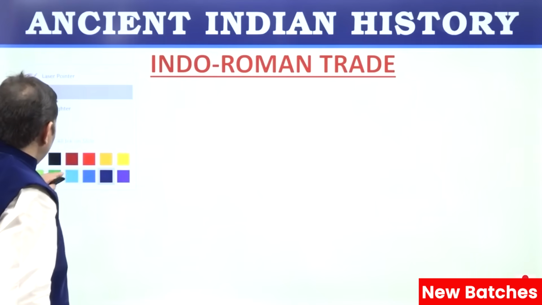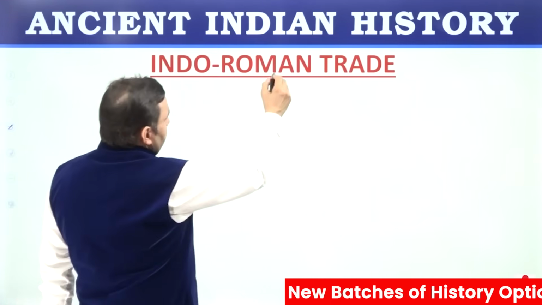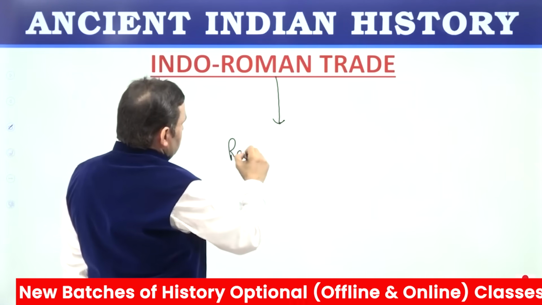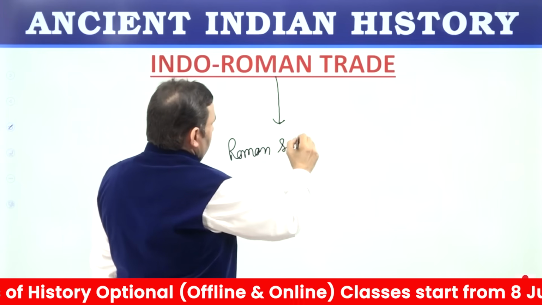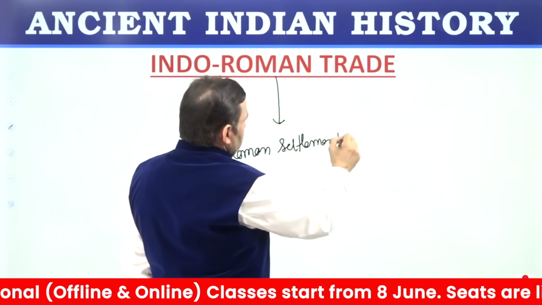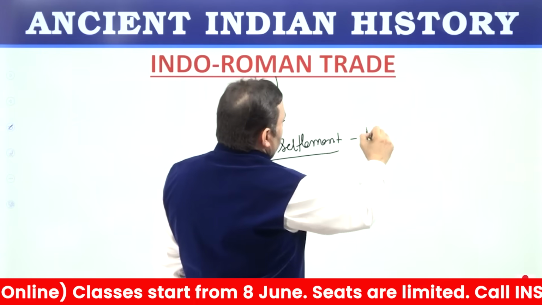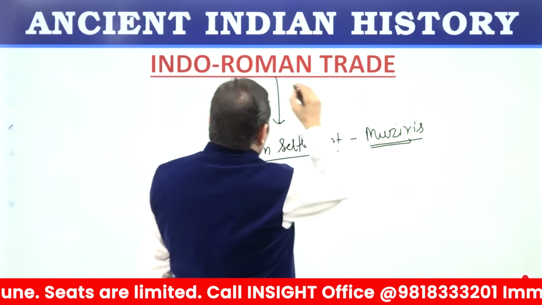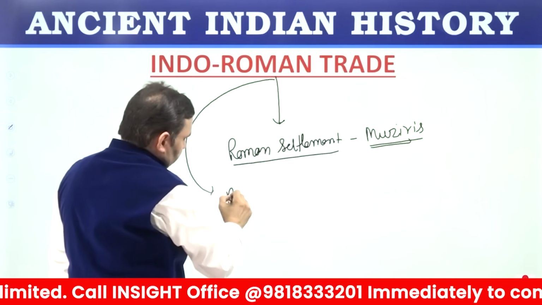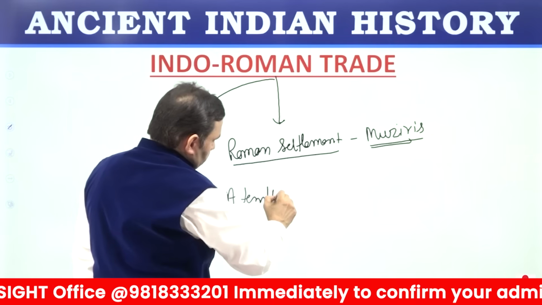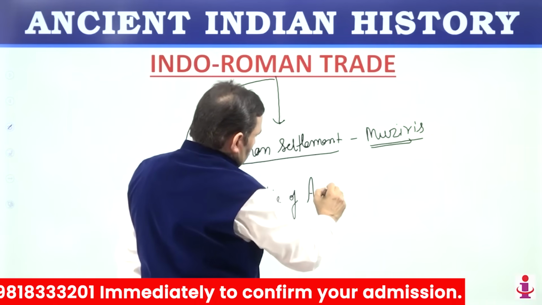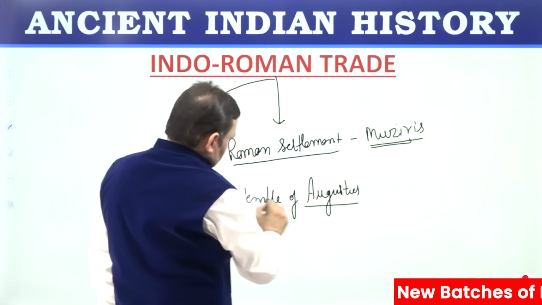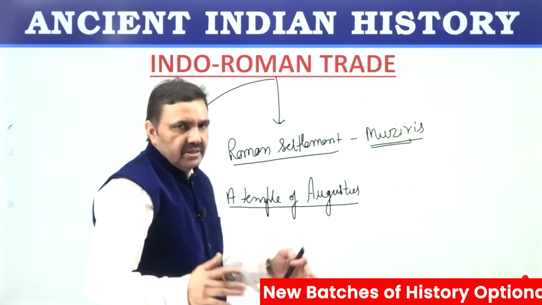Indo-Roman trade was promoted by Satavahanas, and example is discovery of Roman settlements. Roman settlements have been found in peninsular India and at Mujiris, Cranganore of today. At the same place, a temple of Augustus, Roman god, was also discovered during excavations. Large number of Roman coins, Roman potteries have been discovered.